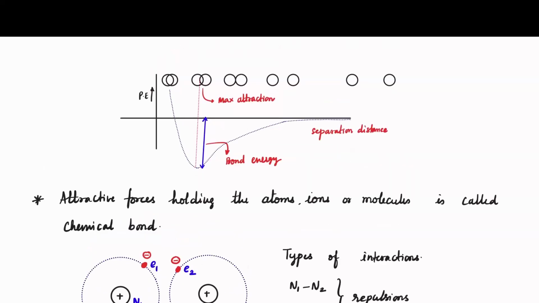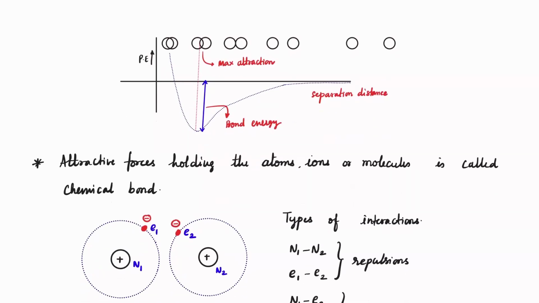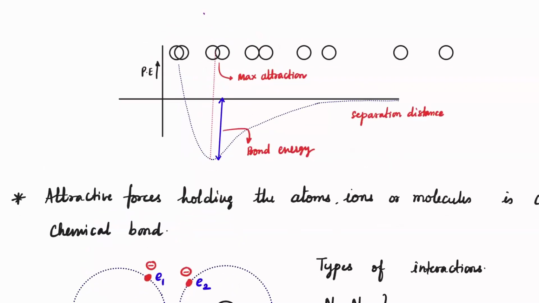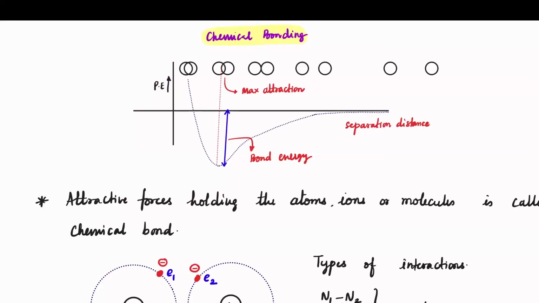Right. Now let's see in chemical bonding, what all basics we need to learn. So let's start with the first one. A bond formation is about a strong attraction between two atoms or two species.